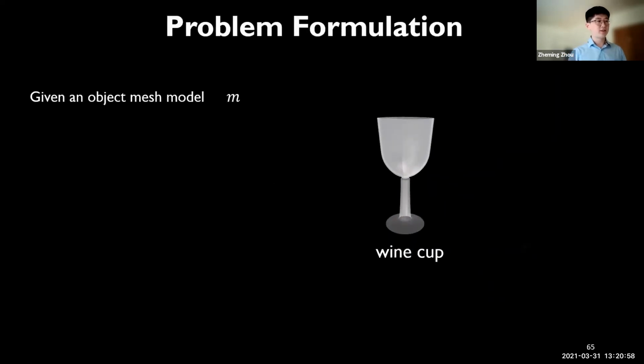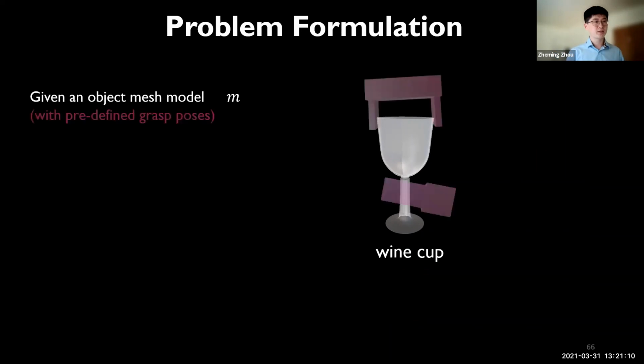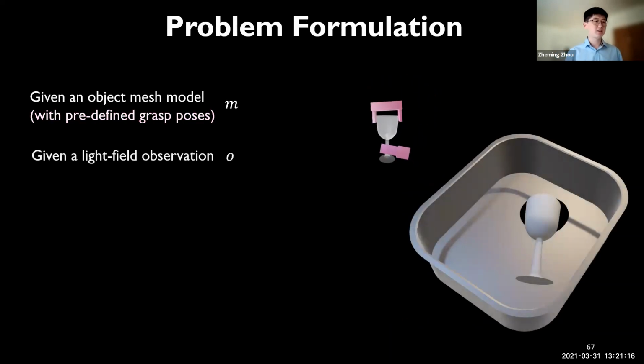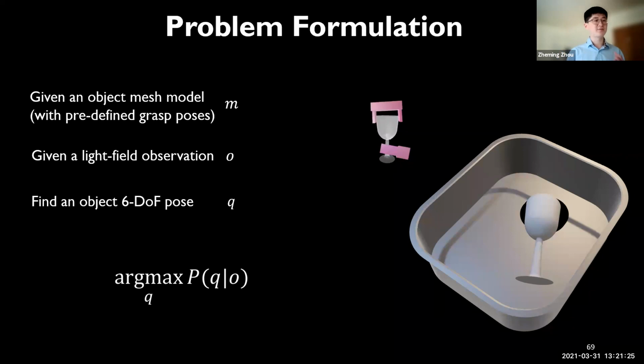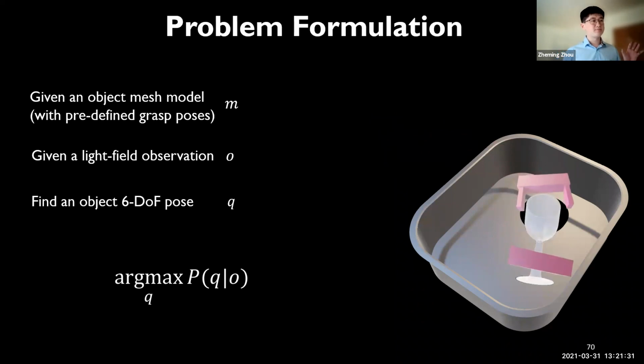So after we have the depth likelihood volume constructed, our object 6-degree-of-freedom pose estimation problem can be formalized this way. We are given an object mesh model M, and we have predefined grasp poses on it. And then we are given a live observation O. The target is to find an object 6-degree-of-freedom pose Q that maximizes the probability of Q given the observation. After we find that maximum belief, we can transform the pre-grasp poses to the observation to enable the robot to perform motion planning and manipulation.